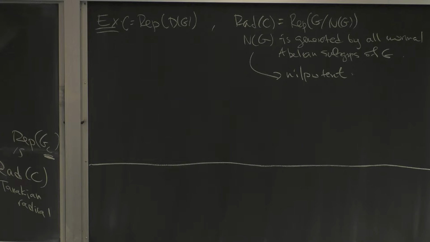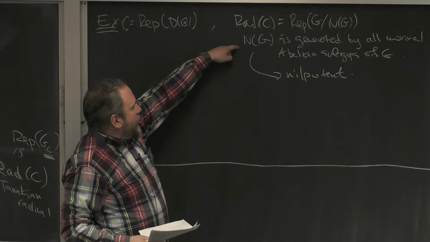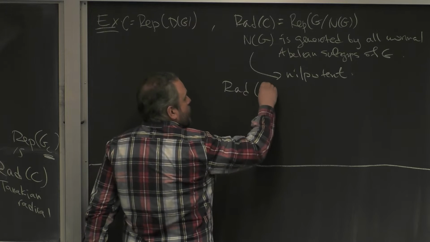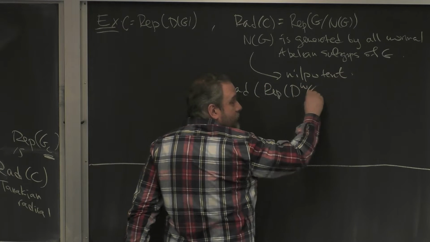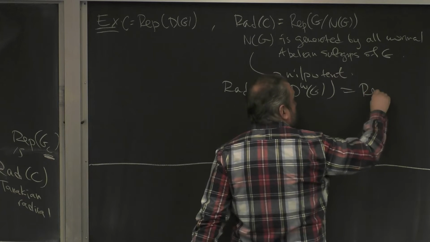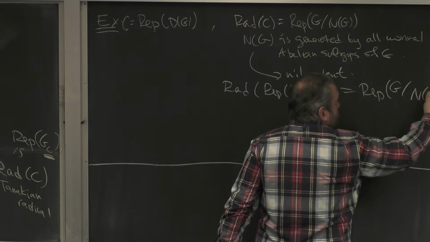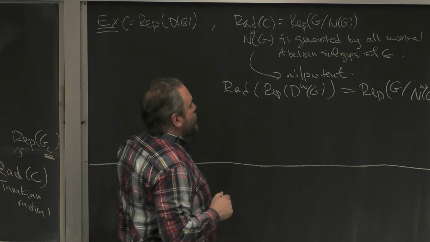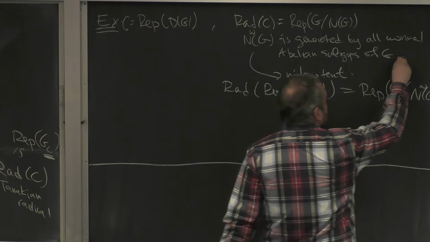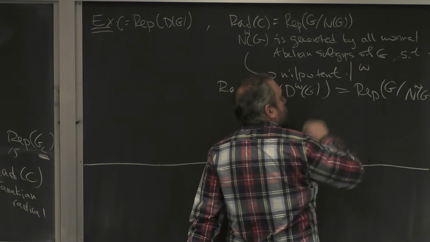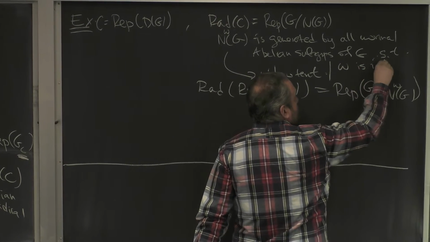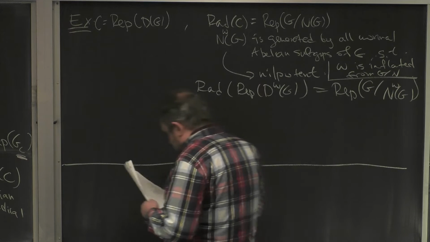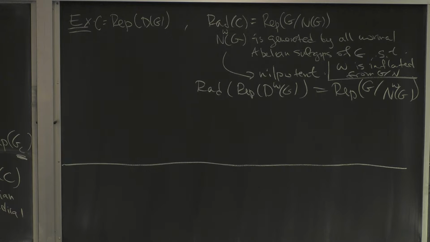In the case of the twisted Drinfeld double, you can still produce this, but there will be some cohomological conditions. So, well, maybe I'll write this down. The radical of the representations of the twisted Drinfeld double is the following quotient. I'll call it N_omega, where this N_omega is generated by all normal abelian subgroups of G such that the three-cocycle omega is inflated from this quotient. Okay, so it's rather a neat description. So we have this invariant.